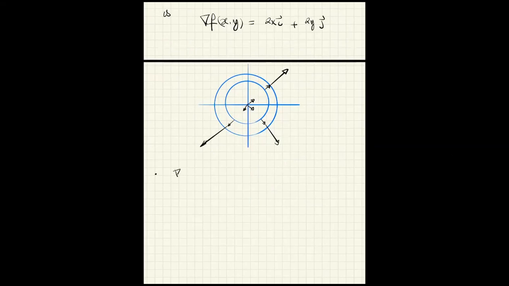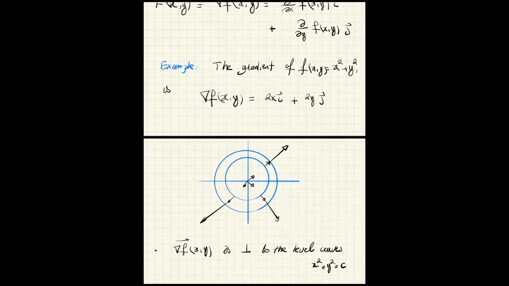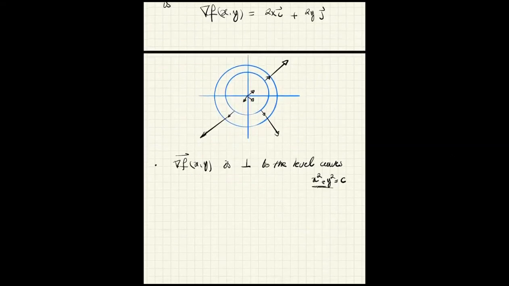The gradient is perpendicular to the level curve x squared plus y squared equal to c. This is true in general: it's always perpendicular to the level curve of any function. It's just a particular function here.